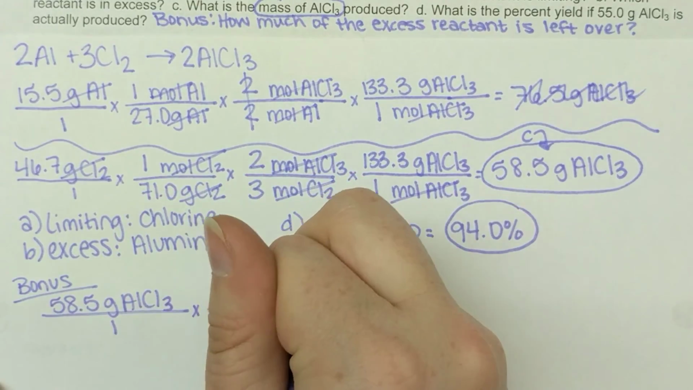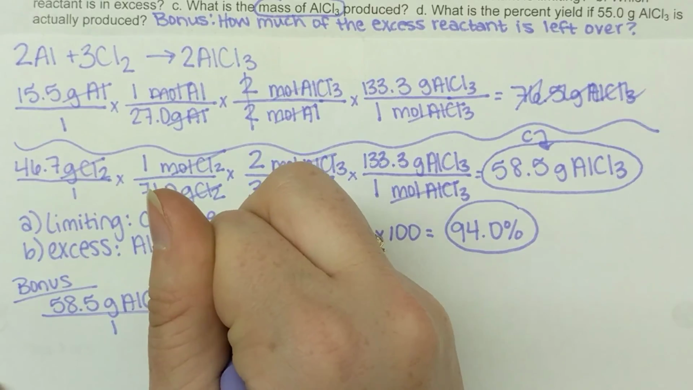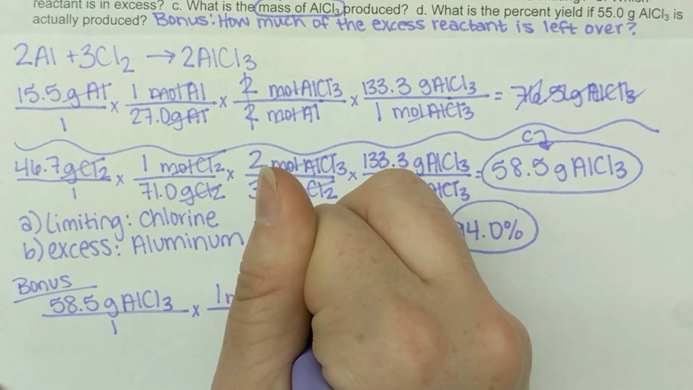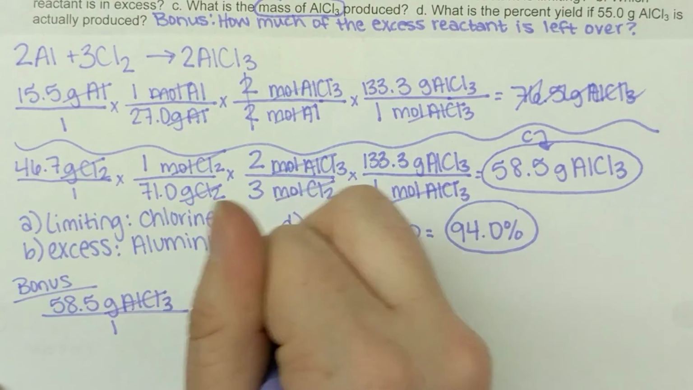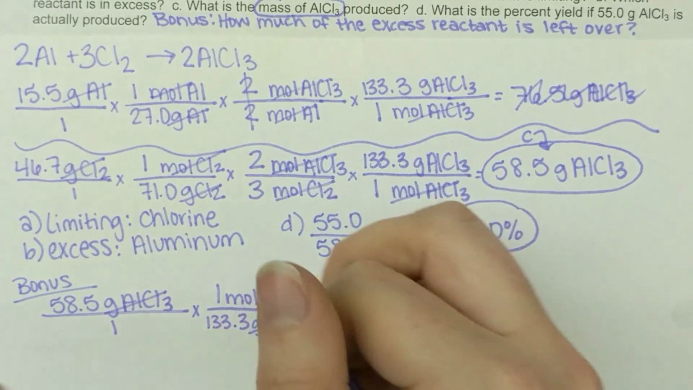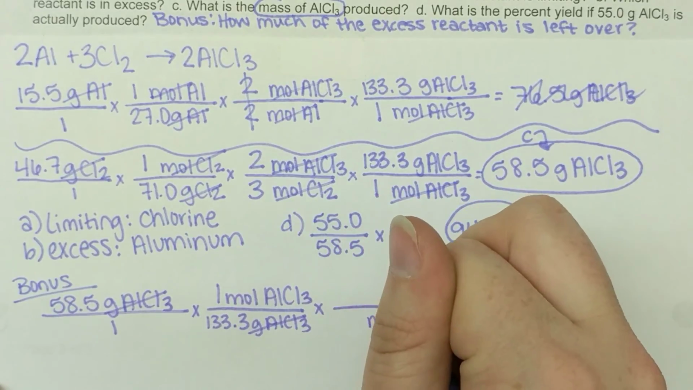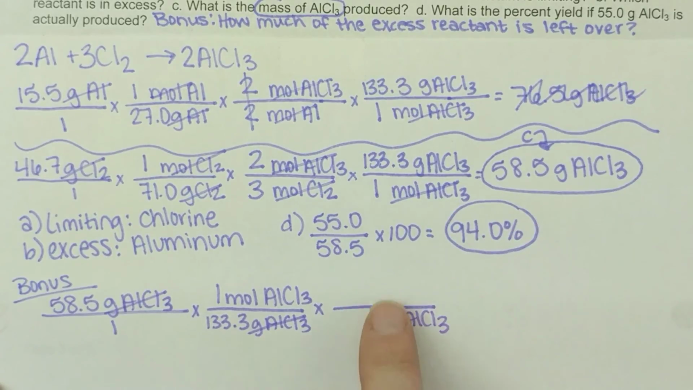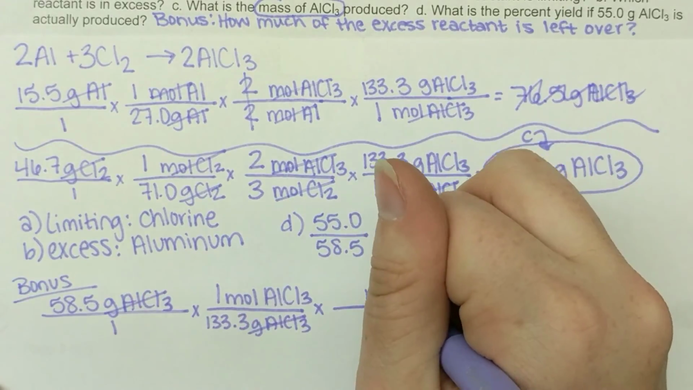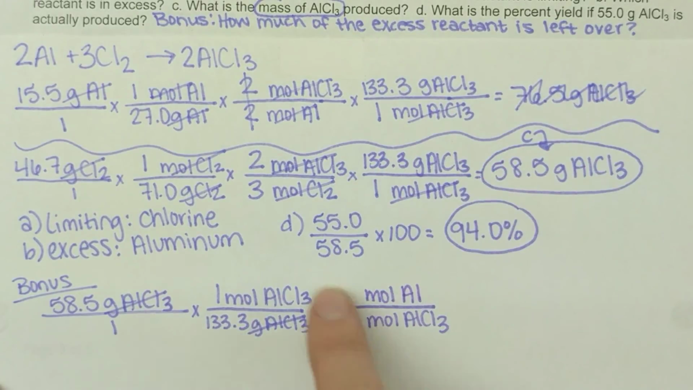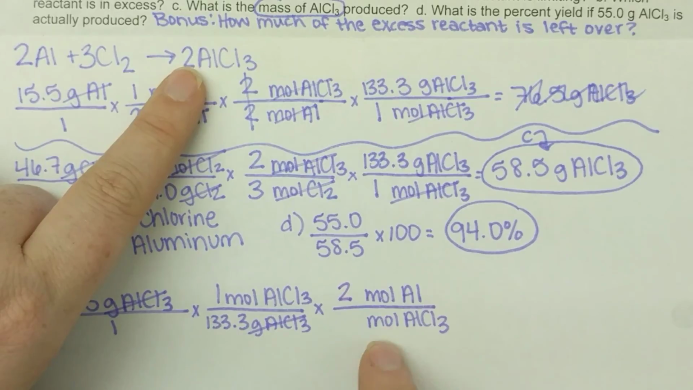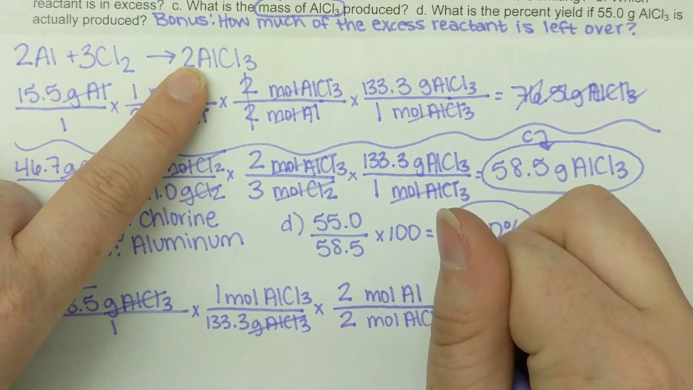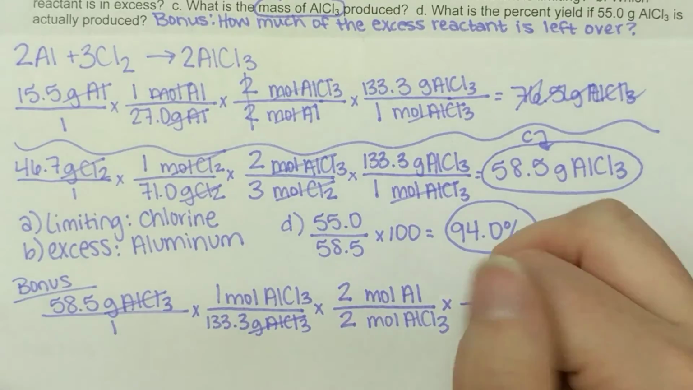So grams aluminum chloride comes down to the bottom. I can switch to moles of aluminum chloride using the molar mass. Okay, grams aluminum chloride cancel. I'm in moles aluminum chloride. Moles aluminum chloride comes down to the bottom. And once I'm in moles, I can switch to moles of what I want. I want my excess aluminum. Okay. Mole ratio, I'm going to use the balanced equation. So aluminum has a 2 in front of it, and aluminum chloride also has a 2, so those are going to cancel. Moles aluminum comes down to the bottom.